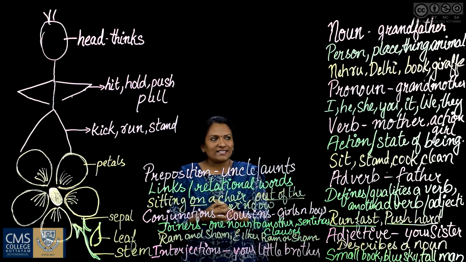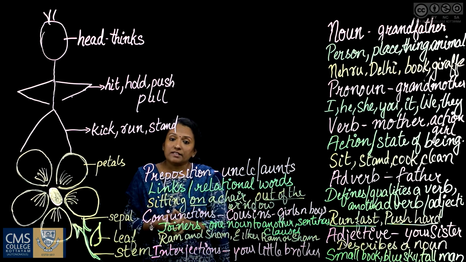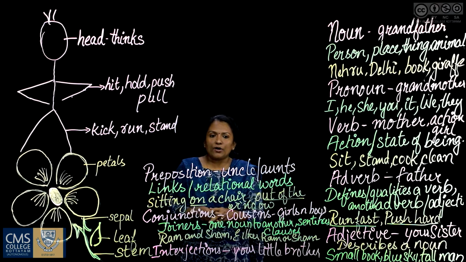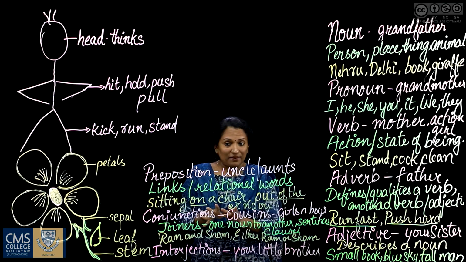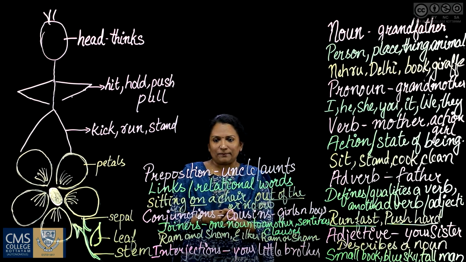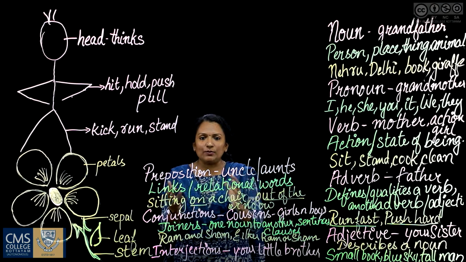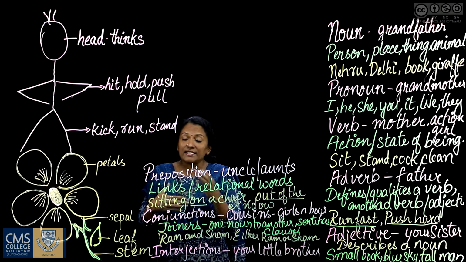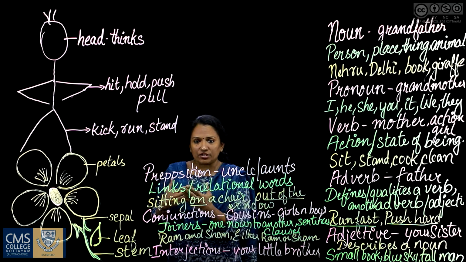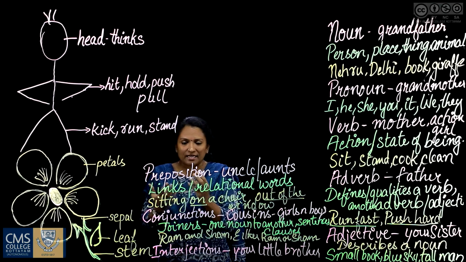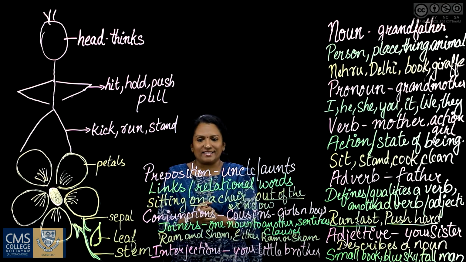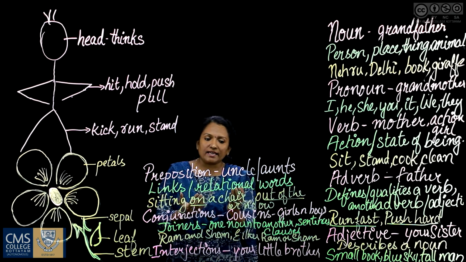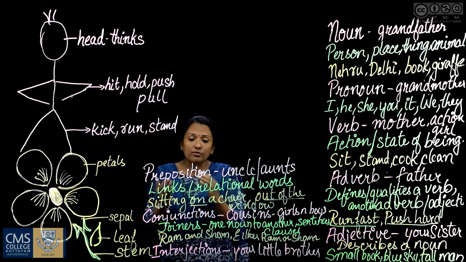Now the next in the list of parts of speech is the preposition. Now prepositions I would equate with maybe uncles and aunts of the family. It is a relational word. Relational in the way that it establishes a kind of relation between or link between certain words in a sentence. Certain words like you can link nouns, one noun to another.